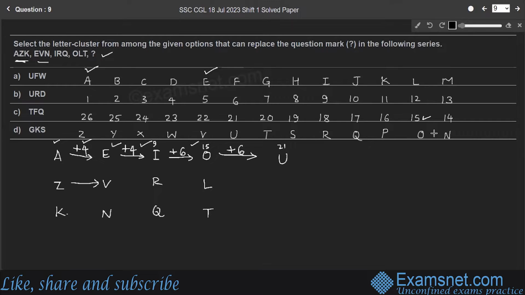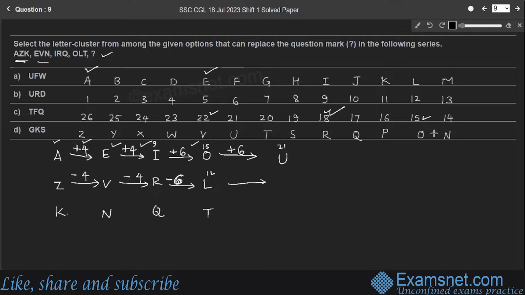In the first cluster, Z is 26, V is 22. So we can write Z minus 4 as V, right? Whereas R is 18, V is 22. So V minus 4 is equal to R, right? So here L is 12, R is 18, right? So 18 minus 6, subtract 6 from R to get the next letter, which is L.